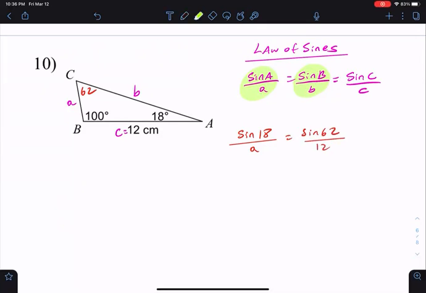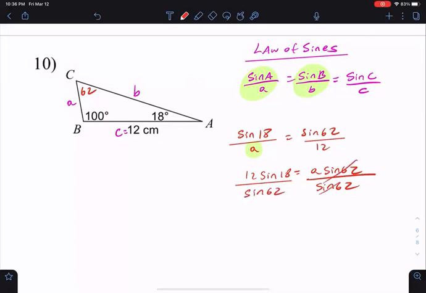Now I have only one unknown, as you can see here, so you can solve that. So this is 12 sin 18 equals a sin 62. Divide both sides by sin 62 because we're trying to solve for a, right? And when you compute this, you get a equals whatever that is. So this is 12 times sin 18 divided by sin 62.